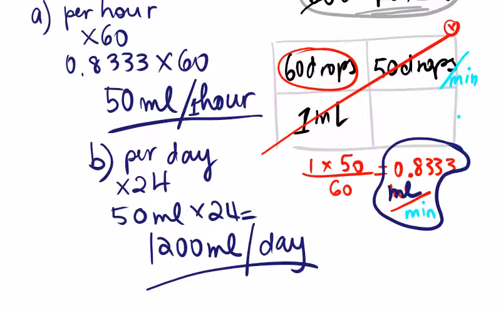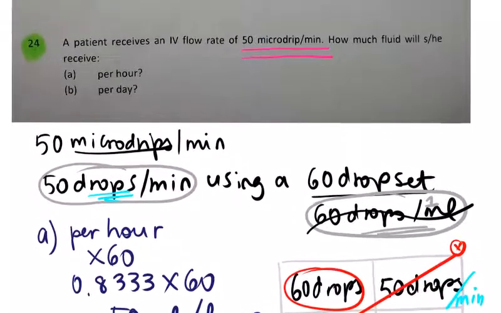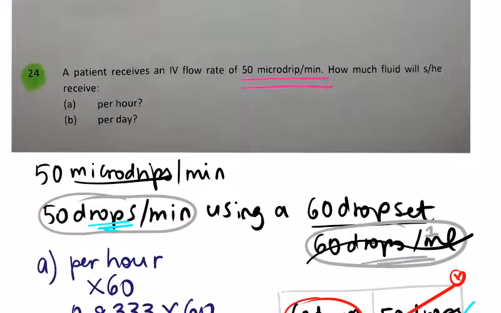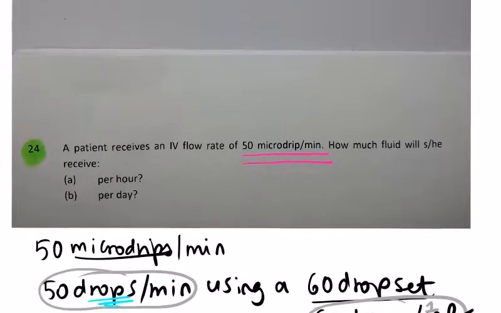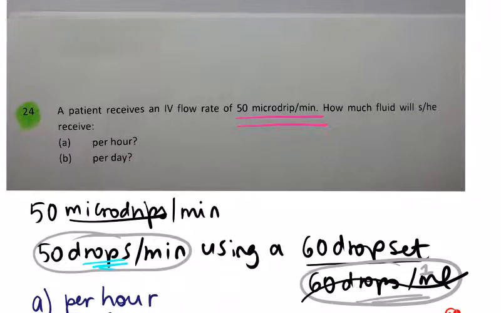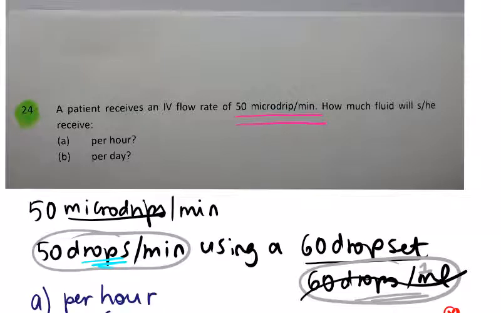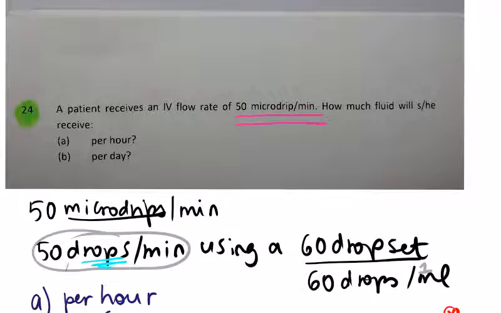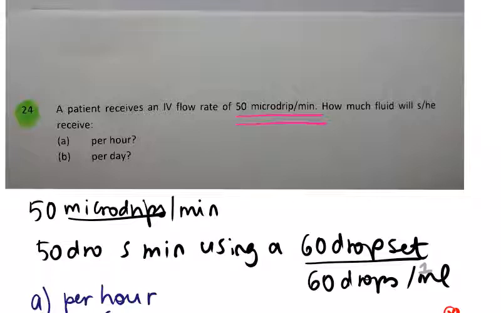We used the box for solving this problem. We could maybe now use the same idea, but just using the formula method. So looking at the information we have there, and it's all the same for the first part. It's still the same idea that 50 microdrips actually means 50 drops per minute. And we are using a 60 drop per mil.